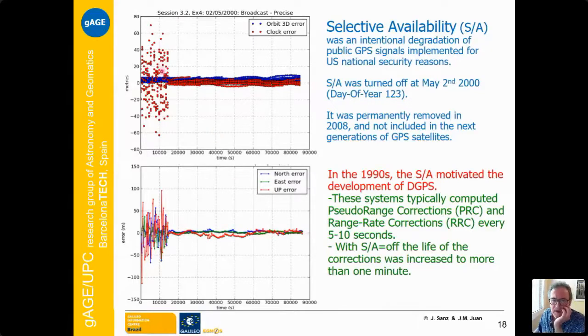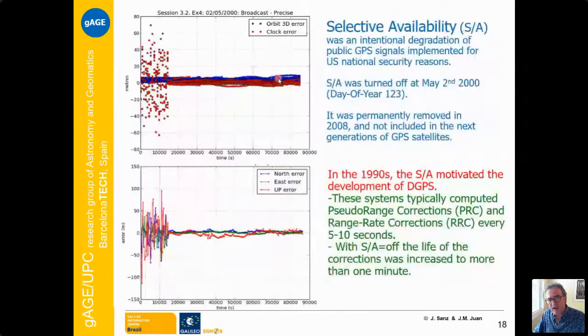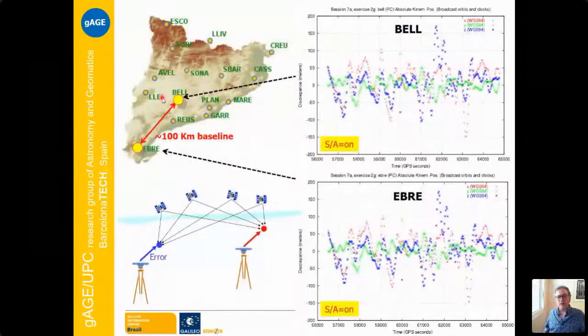Then, because at the time selective availability was applied on the clocks, and because the clock errors seen by the reference station and the user are the same, are common, using differential positioning it was possible to fully remove this error. Let's see one example.